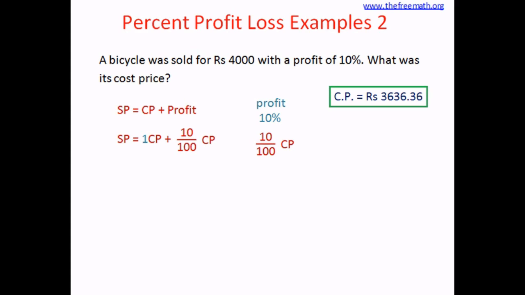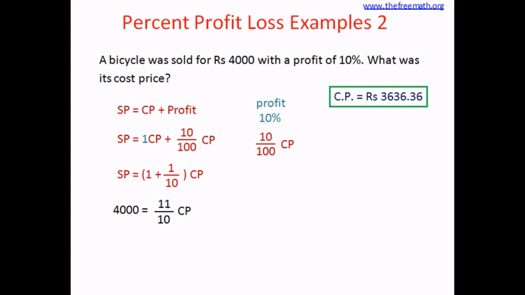10 over 100 is the same as 1 over 10. So this can be written as 1 plus 1 over 10 CP. 1 CP plus 1 over 10 CP equals 1 plus 1 over 10 CP. So let's add 1 and 1 over 10. 1 means 10 over 10. So 10 over 10 plus 1 over 10 equals 11 over 10. So on the right hand side you get 11 over 10 CP.